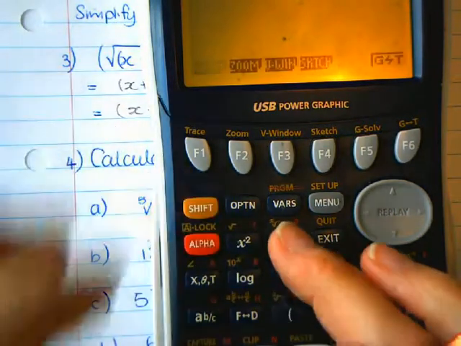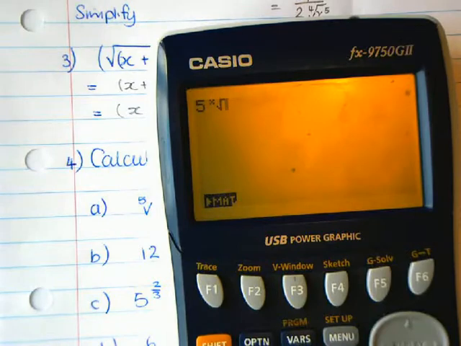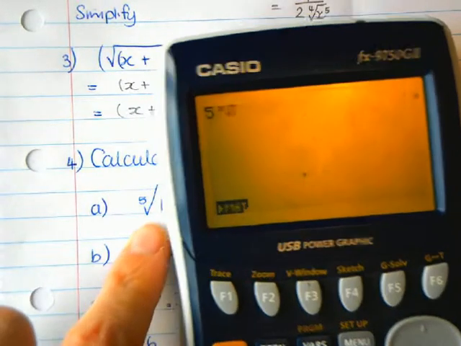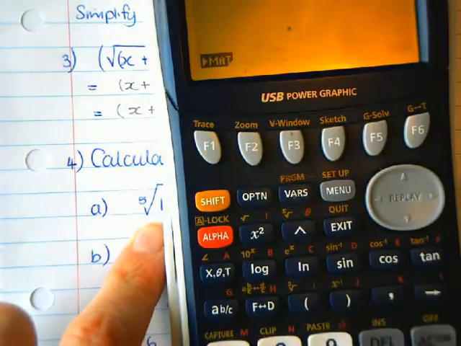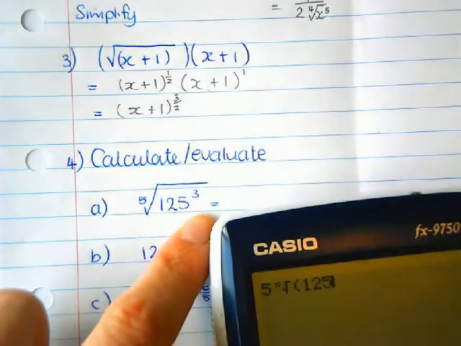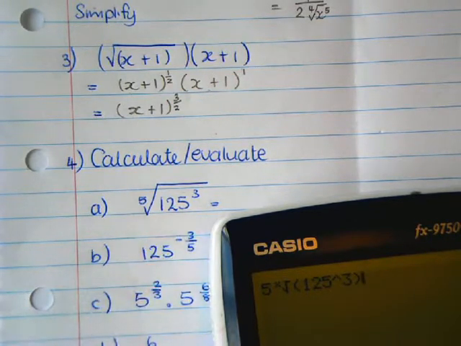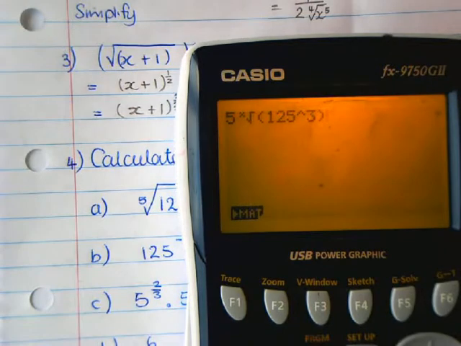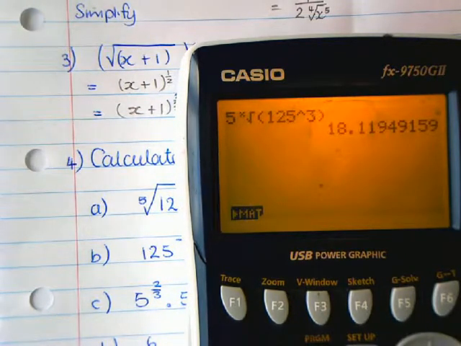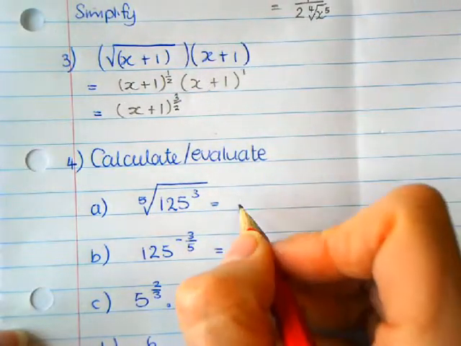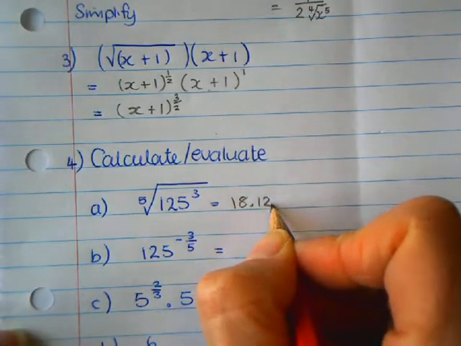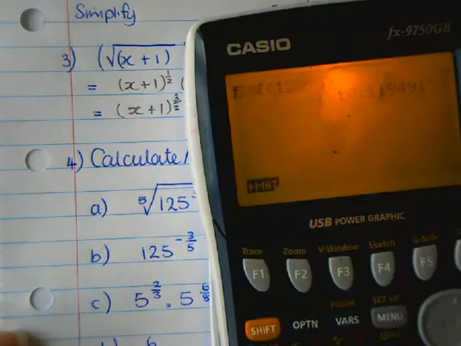So this first one was 5. Shift that button there so you can see, 5, the nth root of 125. But 125 is also, if you see here, to the power of 3. So I'm using brackets. So hat 3 close bracket. So there it is then there in the equation, and I enter it, and it's 18.11 or 18.12.